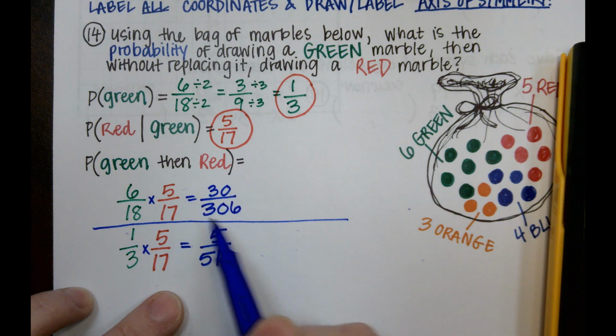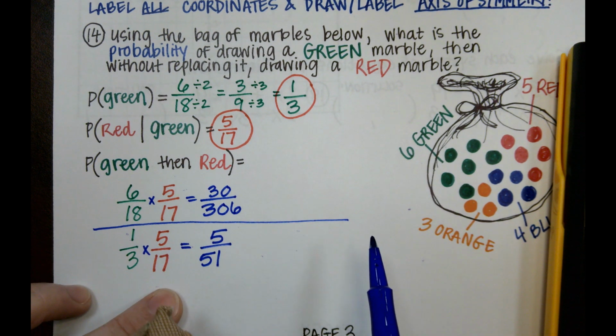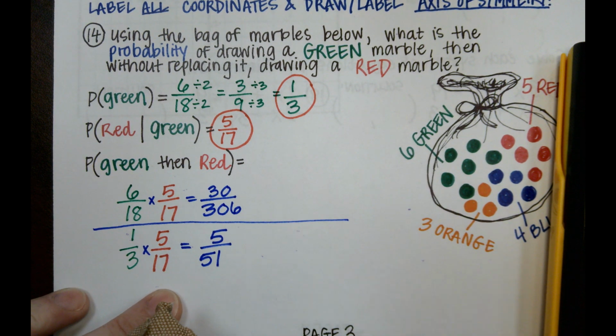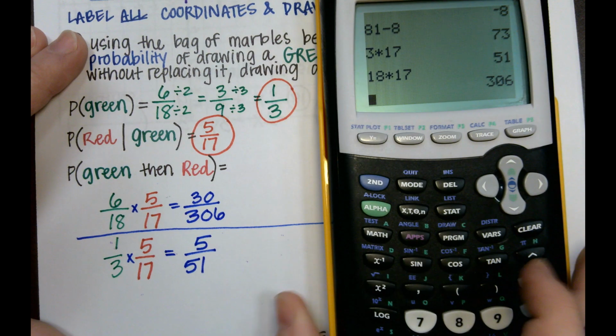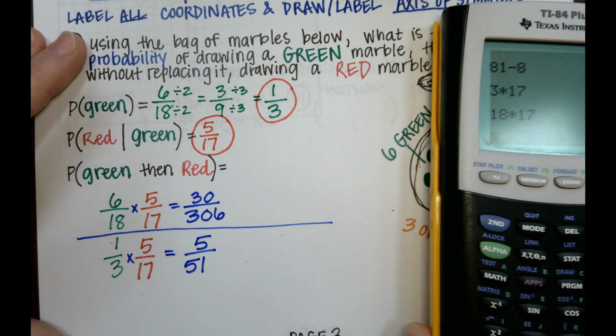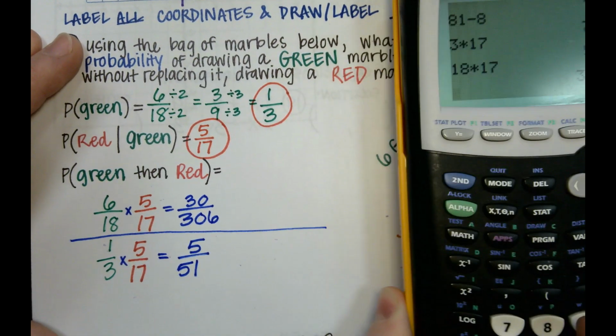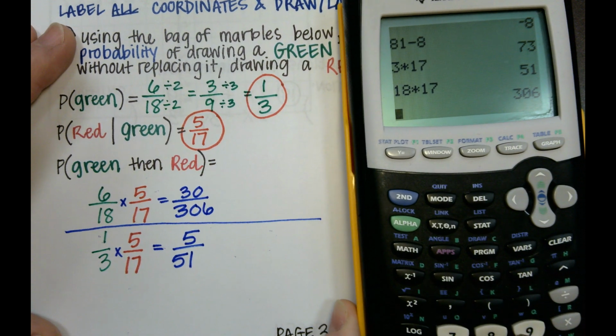Is this top fraction wrong? No, it's still the right answer, because if we divide them out, you're going to get the same decimal and the same percentage. So let's find our decimal and our percentage now.